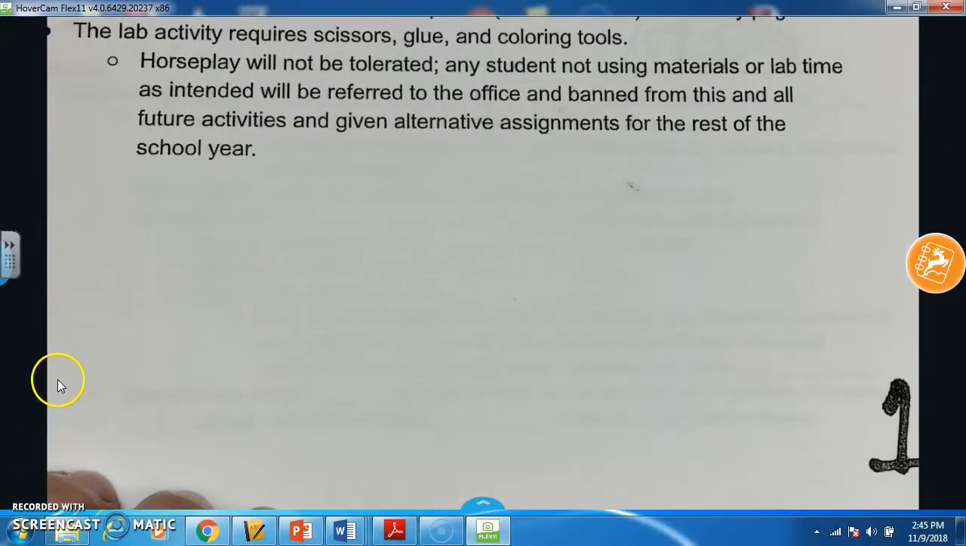On the 3rd and final day, we will have our lab activity. You'll need scissors, glue and coloring tools, and of course I can provide all of that for you. I should let you know, since this is our first big lab activity of the year, that horseplay will not be tolerated, and any student not using materials or lab time as intended will be referred to the office immediately and banned from this and all other future activities, and given alternative assignments for the rest of the school year when it comes to labs.